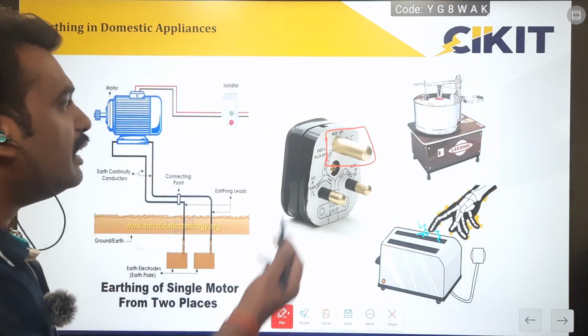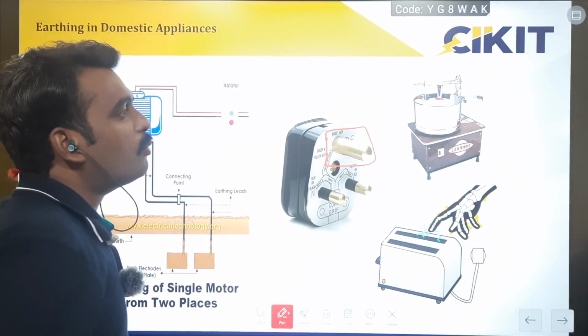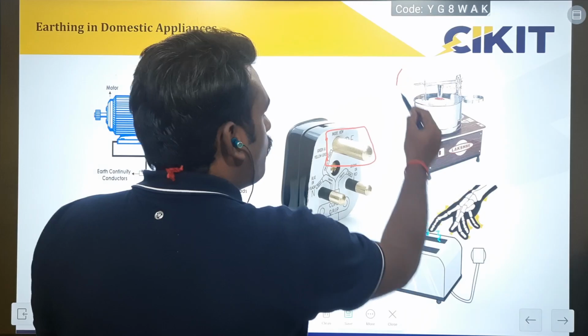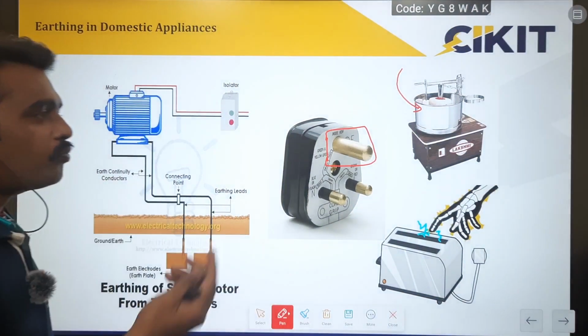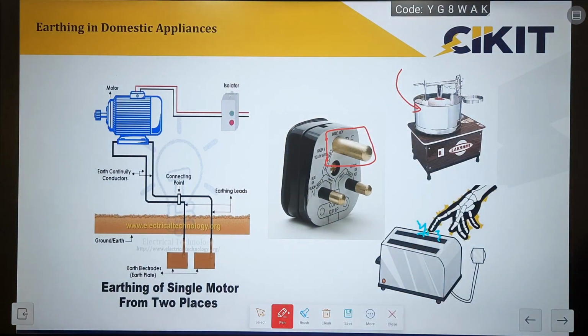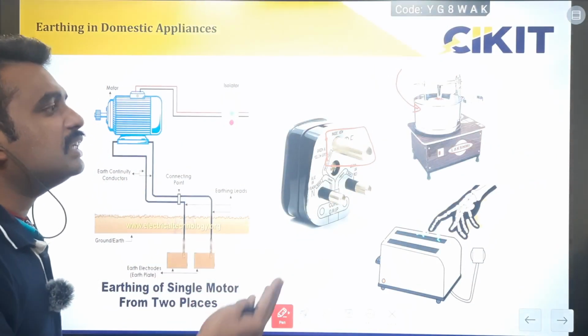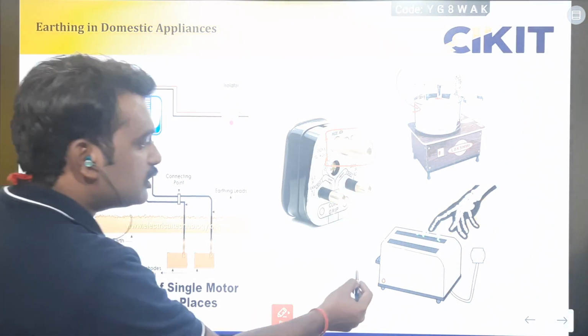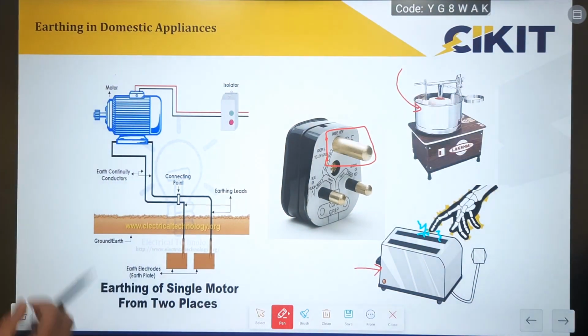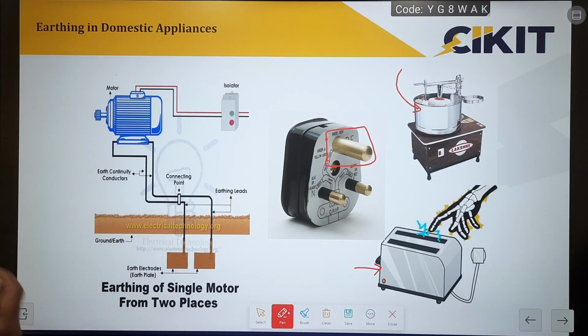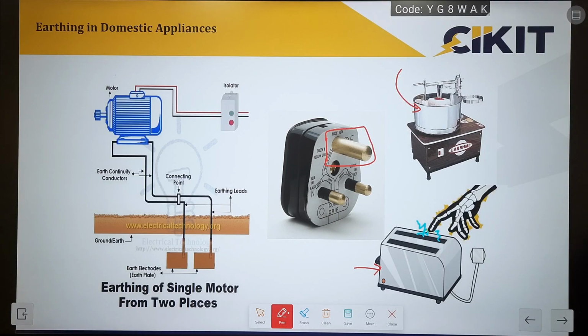If you take this grinder as an example, in earlier days we used this type of model. This is a metallic object. During working, if any current leakage occurs, then that metallic part will become live, and if we touch it, we will be electrocuted. If you take this toaster, here also the body is a metal object. If I touch that, I will feel the shock. And if you take the motor, all motor enclosures are made of metal. If I touch that metallic enclosure, I may get electrocuted because of the fault conditions.